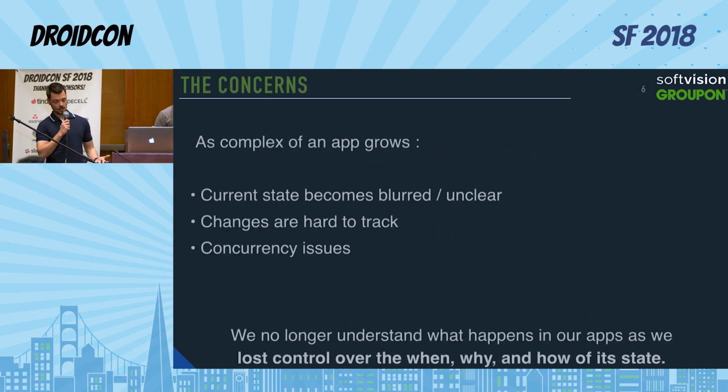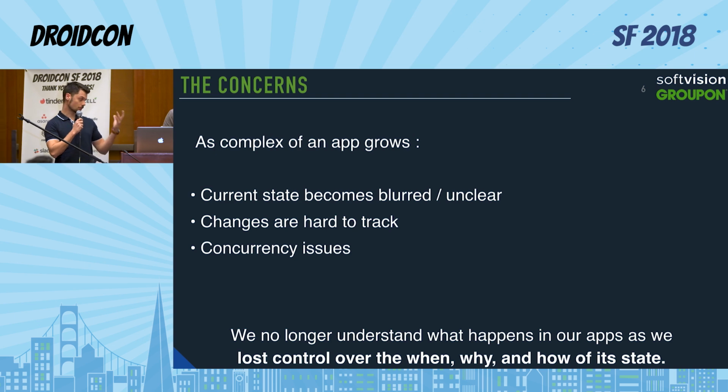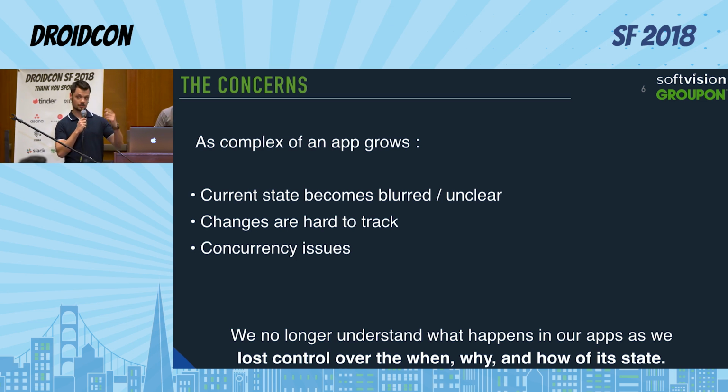As I said, all our components interact with the network, with the file system, on different threads, at any time and from anywhere. So you can easily change the state from any point. Another problem is that our state is usually stored in multiple places, maybe some in the presenter, some in the activity, fragment, or maybe in a manager. So our current state is quite unclear and changes are very hard to track.